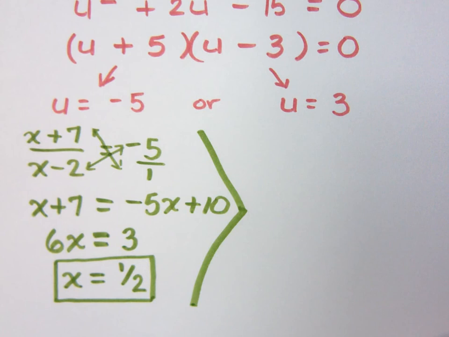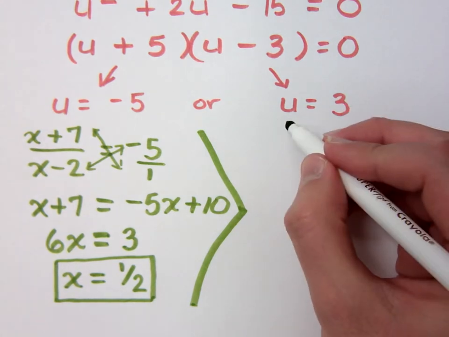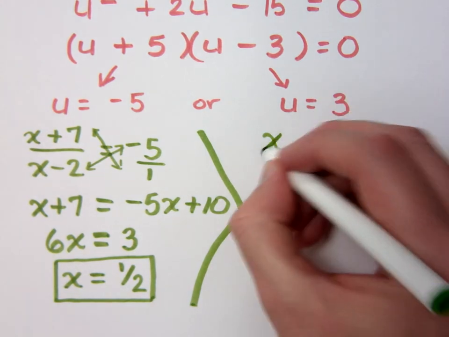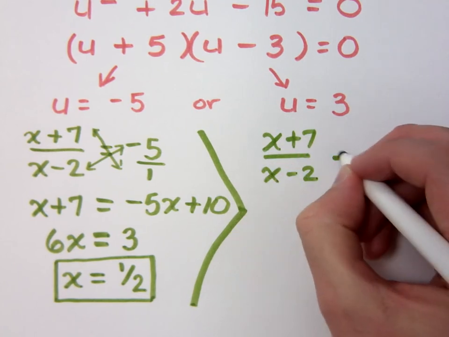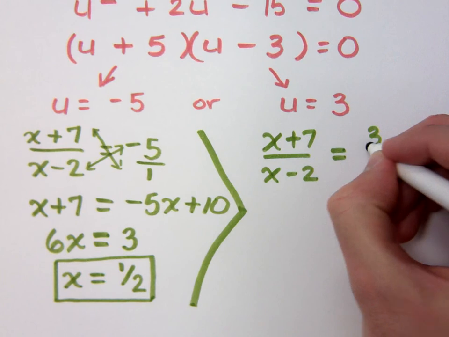Now let's look at the other side here. Again, I'm going to do the same thing. Replace the u by its equivalent, which is x plus 7 over x minus 2. And let's go ahead and cut to the chase. That's just going to be 3 over 1, isn't it?